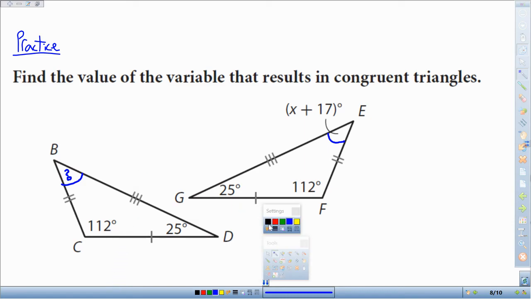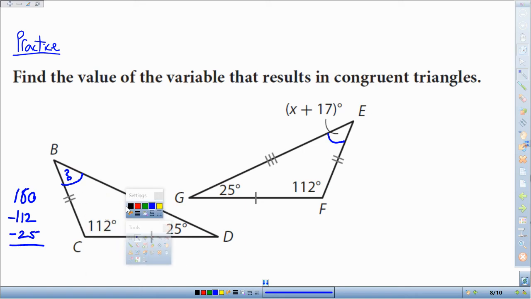So here's what I would do first, find angle B. I can take 180 and subtract both of these angles to find my missing one. So minus 112, minus 25. This is where, again, having a calculator is nice. Not necessary, but nice. So let's see. Looks like I'm getting 43. So that was the first big thing, figuring out that the angle that corresponds to the angle that has our variable is 43.